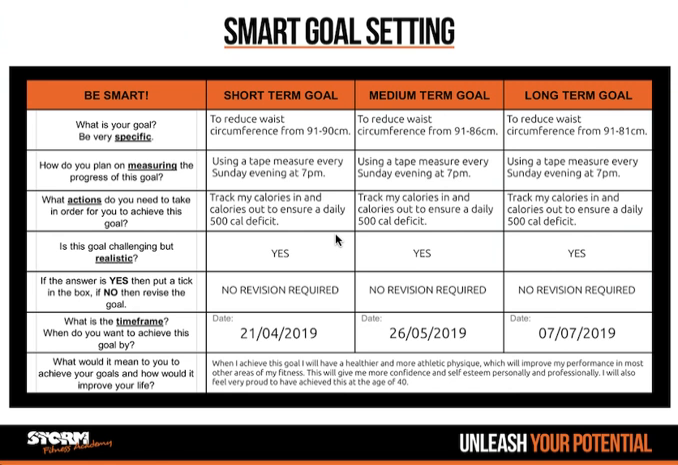So I've been really specific there. Every Sunday evening at 7 p.m., I'm going to measure my waist and check that I'm on track for achieving these goals. I'm looking to see a centimetre loss on my waist every Sunday evening.